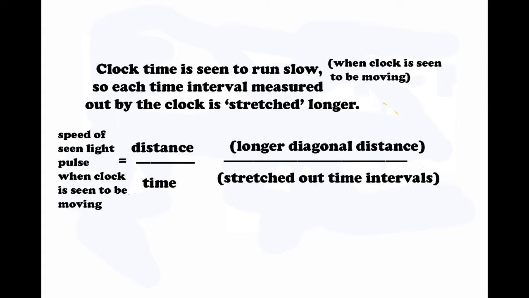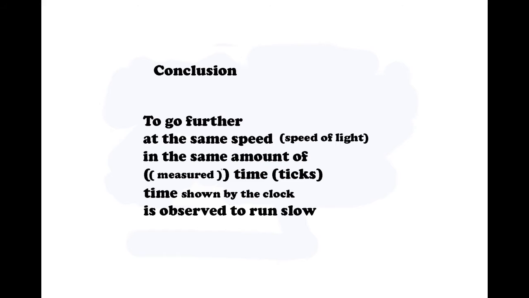be found. To go further at the same speed of light, in one clock tick, the time given by the ticks must slow down. From this argument comes the saying, moving clocks run slow.